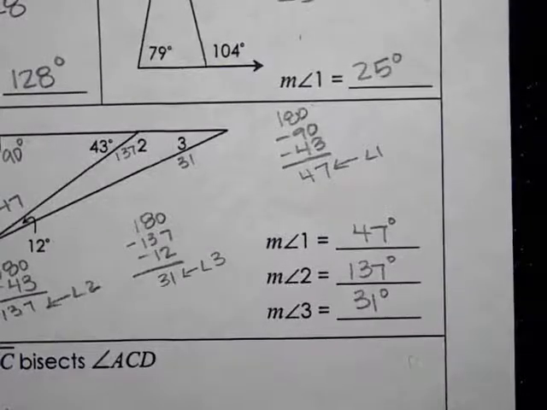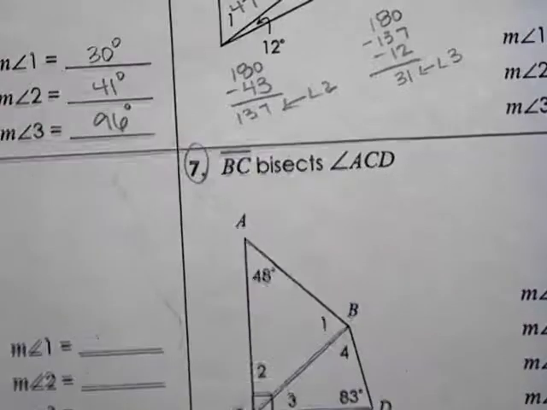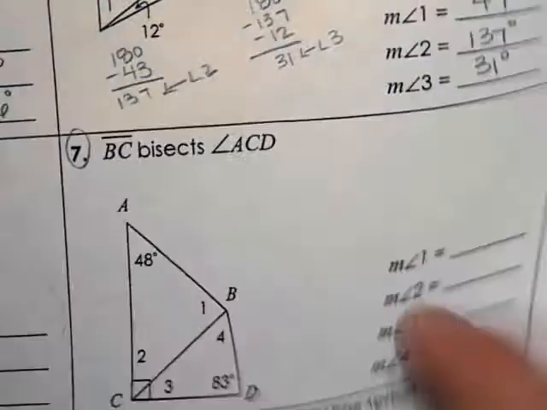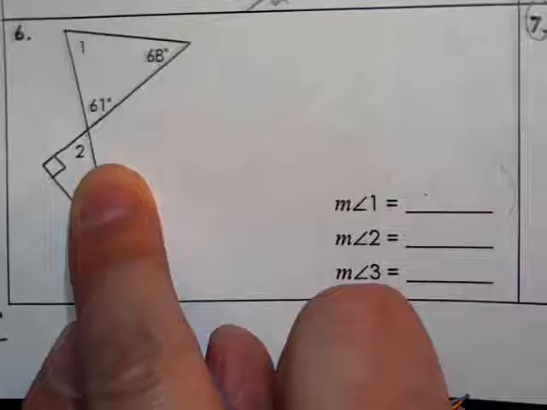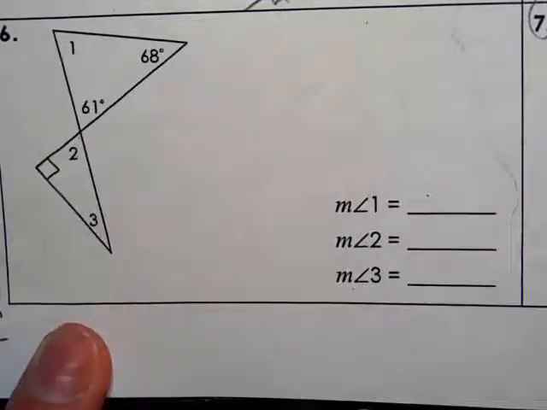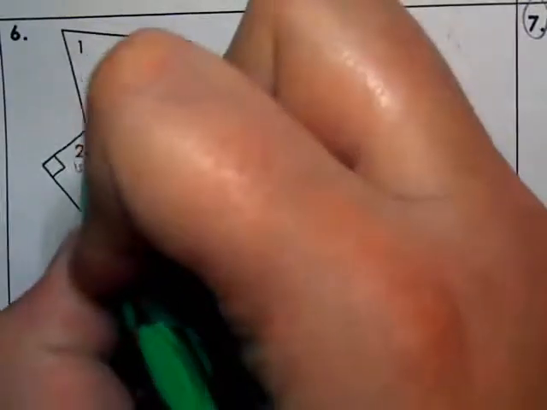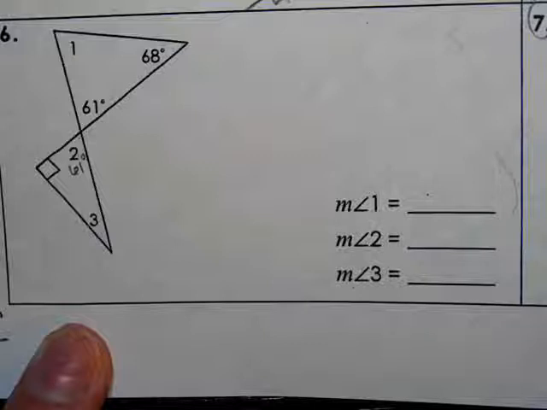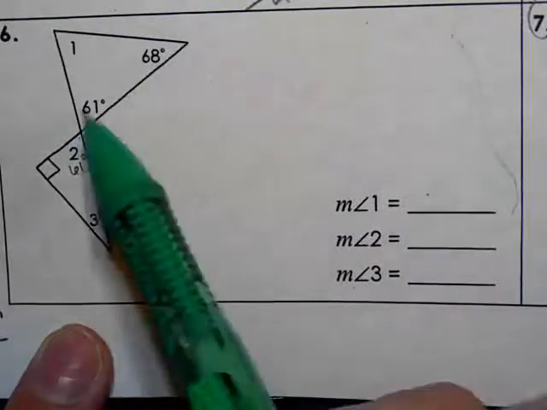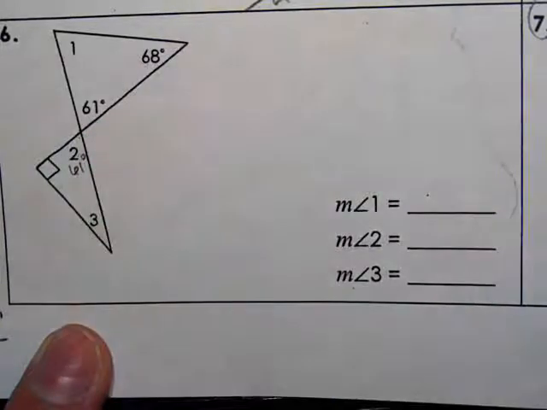Okay, but before we do 7, I just want to remind you of something, because 6 has something that none of the other problems have. So what is angle 2? It's a vertical angle at 61. Okay, I just wanted to make sure that we remembered that. So if you have a notebook paper, no big deal. I just wanted to make sure that we remembered that these are called vertical angles. They're the same. Okay, let's do number 7.